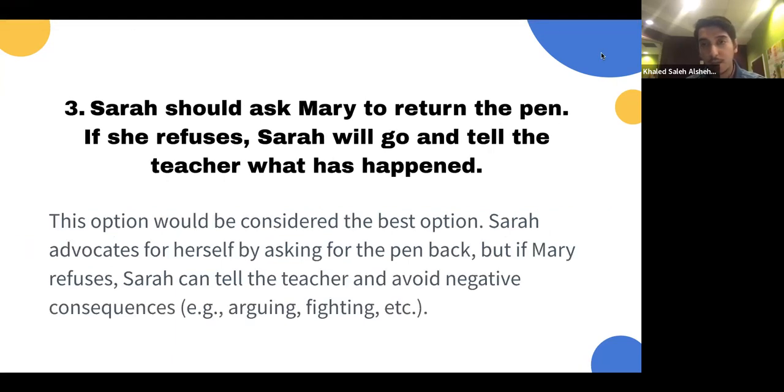The third option that we see is the appropriate one, although sometimes it depends on the situation, and this is just an idea that helps the teacher create the scenario, or a way to teach the students some of these skills. This option is considered the best option. Sarah advocates for herself by asking for the bin, and if Maria refuses, Sarah can tell the teacher and avoid negative consequences.